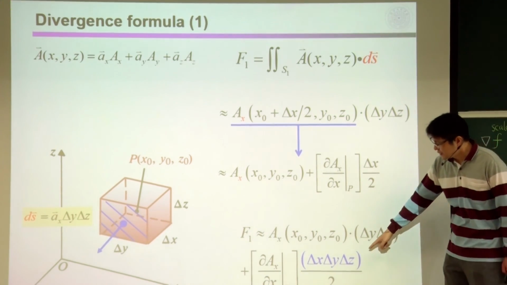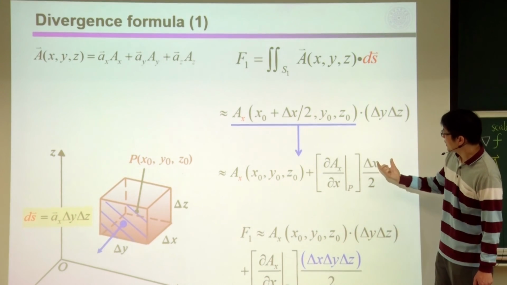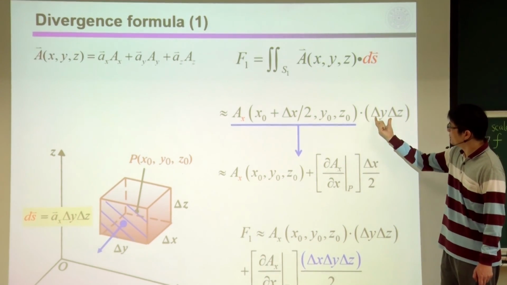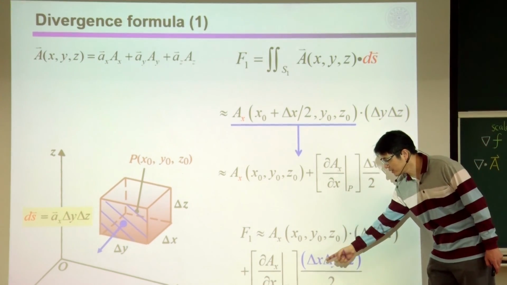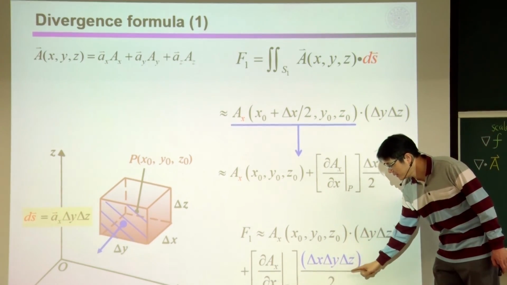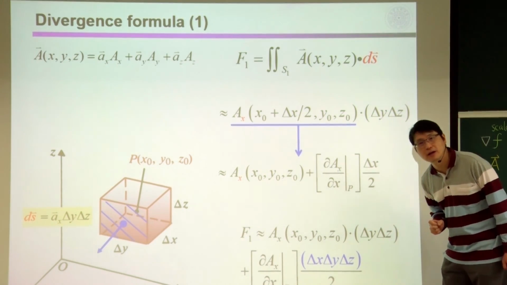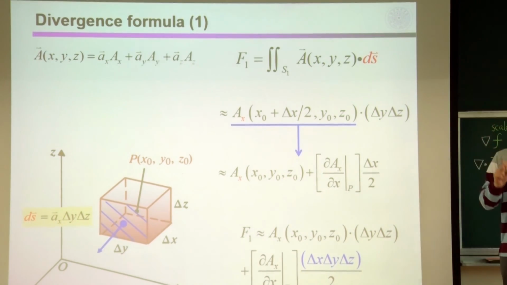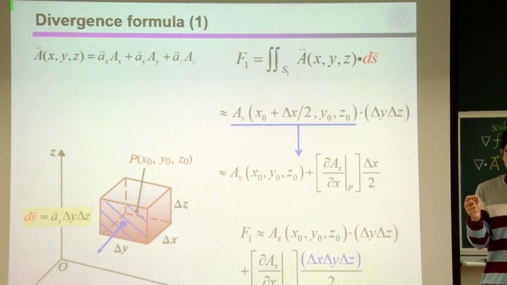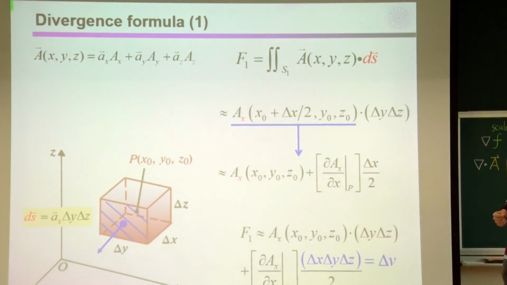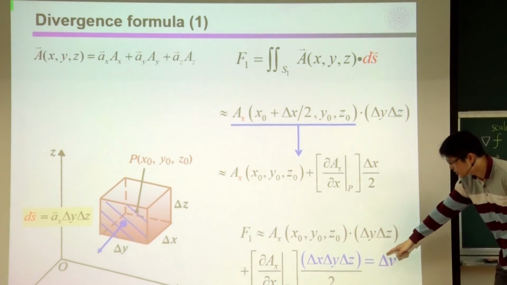I'm using the color. So now because you have delta x multiplied by delta y and delta z, what is delta x multiplied by delta y multiplied by delta z? For Cartesian coordinates, that is the differential volume that we covered. Okay, so that is differential volume.